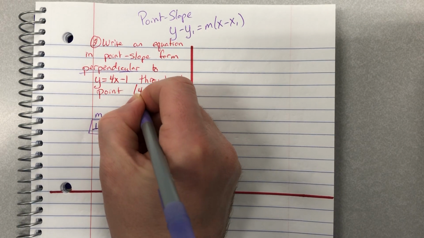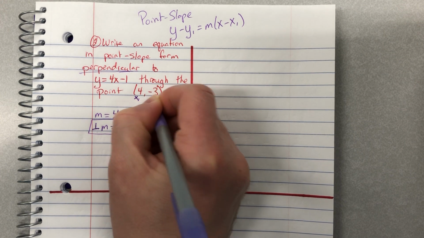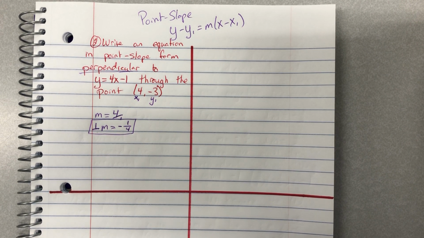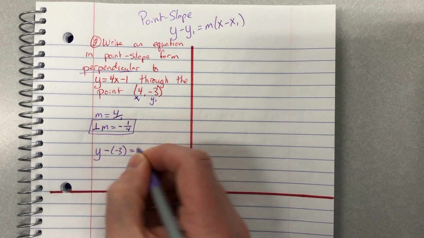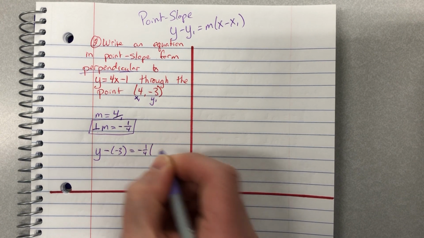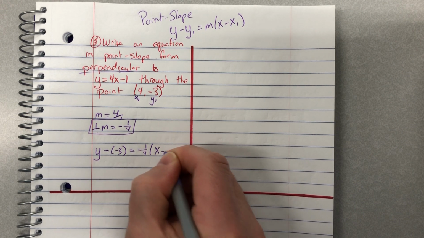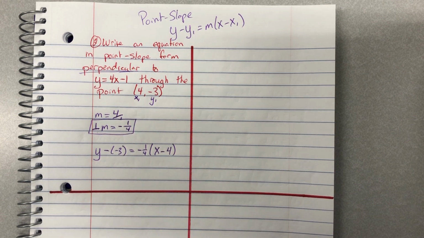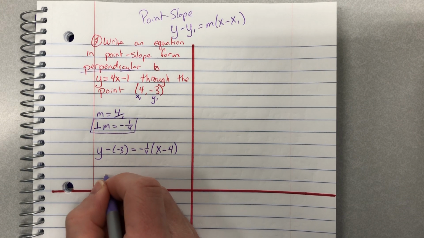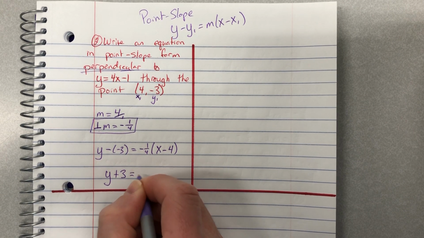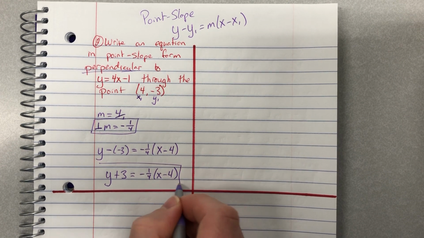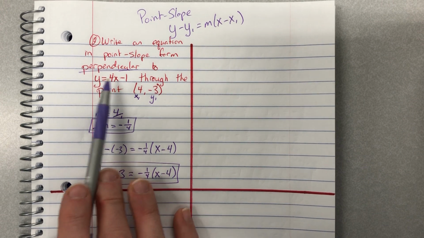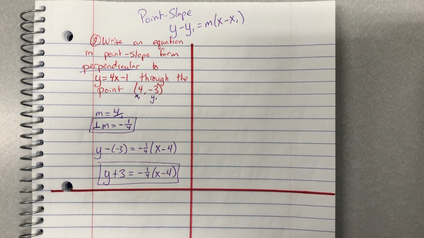I also have the points here. Here's my x1, here's my y1. So now what I'm going to do is plug all those into my point slope form equation. So we'll say y minus -3 equals our slope, or m, times x minus x1, which is 4. We could clean this up and say y plus 3 equals -1/4 times x minus 4. That's the equation perpendicular to the given line through this point in point slope form.